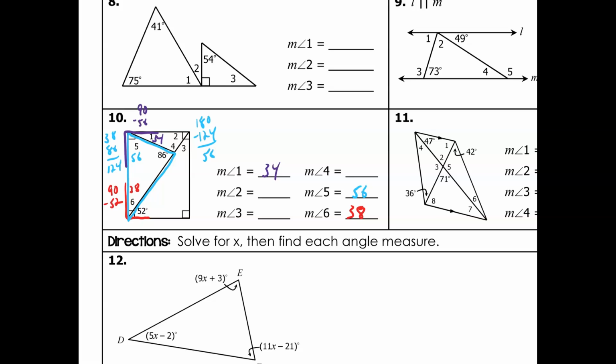All right, where can we go from there? Okay, well, I see another place I could have started. I started down here with angle 6, but I'm now seeing that I could have started right here with the linear pair. You see the linear pair? 86 and 4 has to add up to 180. So 180 minus 86 will give us angle 4. Okay, so that's 94. So angle 4 is 94.